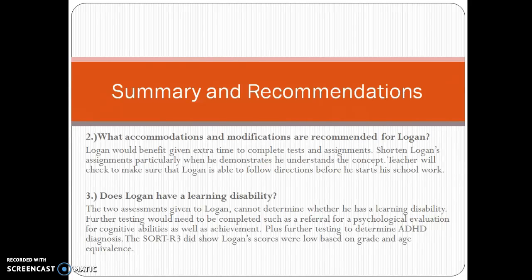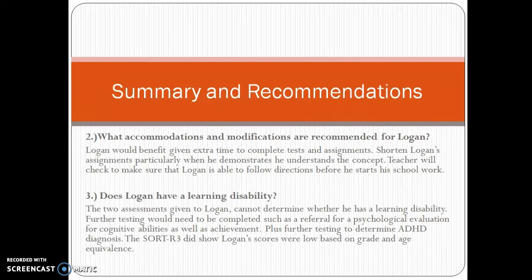Number 2. What accommodations and modifications are recommended for Logan? Logan would benefit given extra time to complete tests and assignments. Shorten Logan's assignments, particularly when he demonstrates he understands the concept. The teacher will check to make sure that Logan is able to follow directions before he starts his schoolwork.